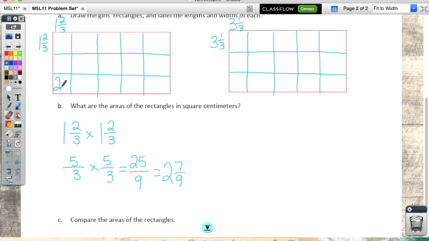So here's what we know about Colleen's. Each one of these squares is 2 7/9. Jot that down. And then, is this Caroline here? Yes. 3 1/3 times 3 1/3. So that's going to be 3 times 3 is 9. So what do we have here? 100 ninths, because 3 times 3 is 9.